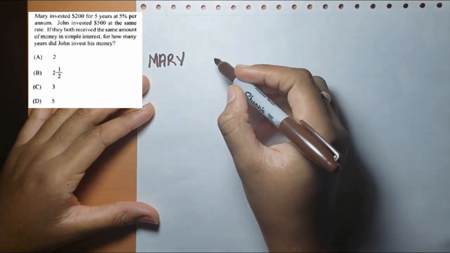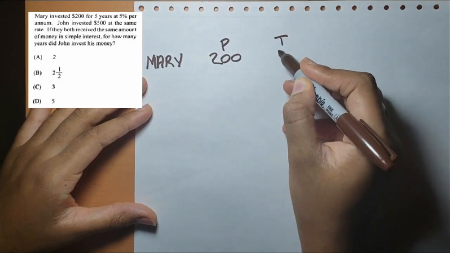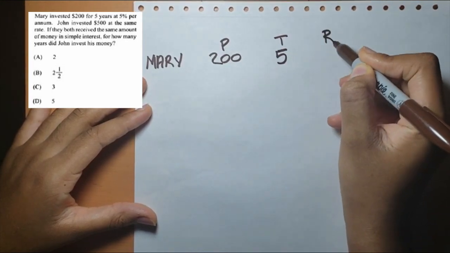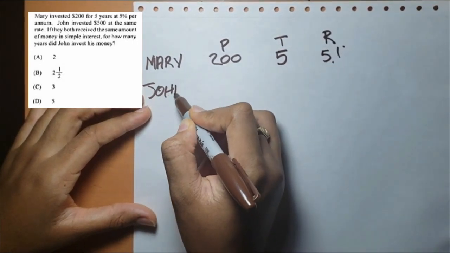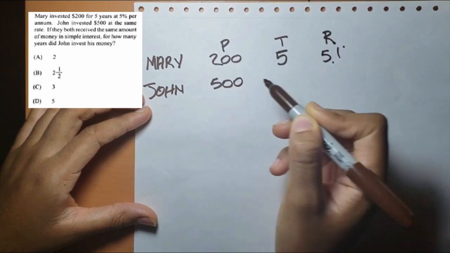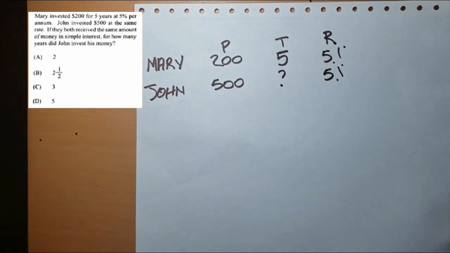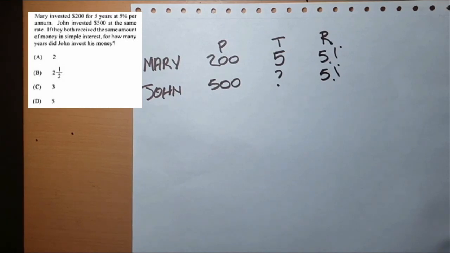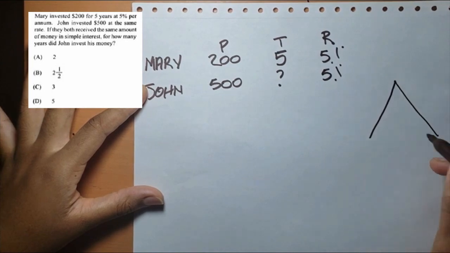Mary invested $200, which is her principal, for 5 years, which is time, at a rate of 5% per annum. John invested $500, we don't know the time, at the same rate. It says that they both receive the same amount of money in simple interest. How many years did John invest his money for? When we're working with simple interest, we can use a magic triangle. For anyone who doesn't know what a magic triangle is, I will explain what it is.